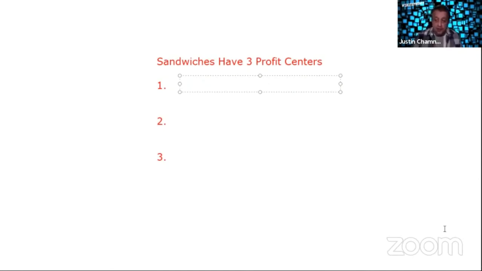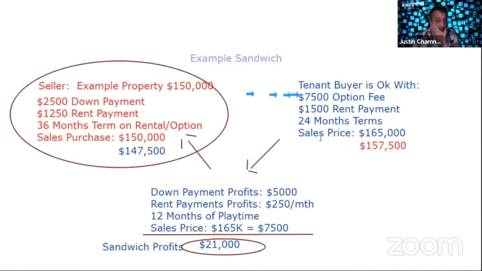Look at this, man. This is what surprises me about lease option sandwiches. This doesn't seem like a big deal to me. This is a $150,000 deal. This is a small deal, basically just a regular, normal house. The guy even wants $2,500 down, $1,250 a month rent. That sounds normal. But I'm able to get $1,500 a month out of the tenant buyer. That $250 a month, did you know that is $6,000? We talked about this earlier. That's $6,000 extra in your pocket.